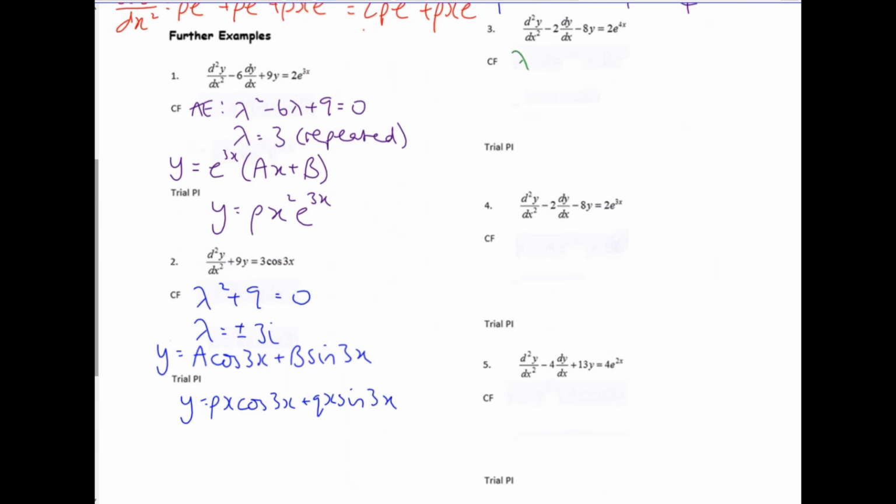The third one over here, complementary function. So we've got lambda squared minus 2 lambda minus 8 equals 0. Gives you 2 solutions. Lambda is 4 and minus 2. Give you complementary function of the form a e to the 4x plus b e to the minus 2x. Our normal particular integral for this would have been p e to the 4x, but we can't do that because of the a e to the 4x. So our trial particular integral is going to be p x e to the 4x. This is fine because there's no x terms in your complementary.